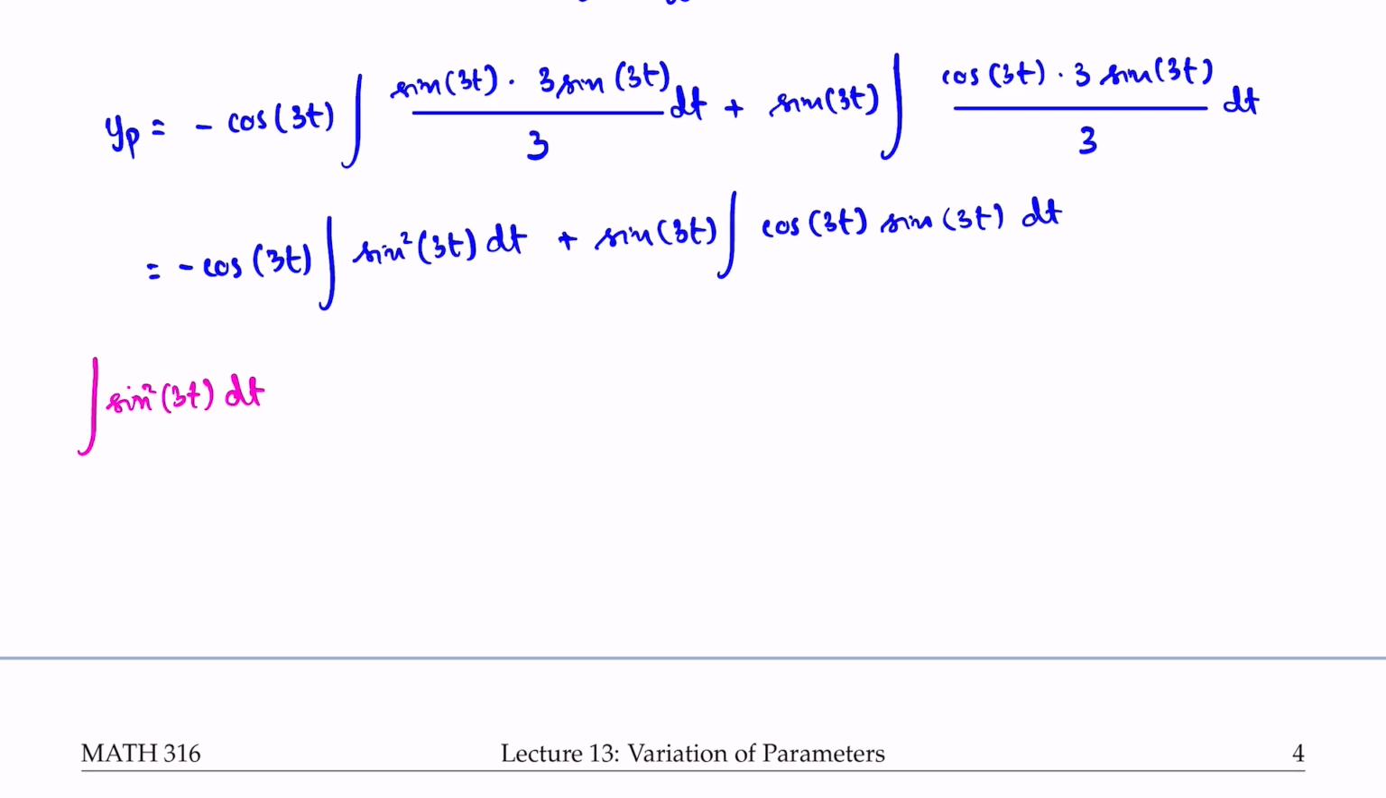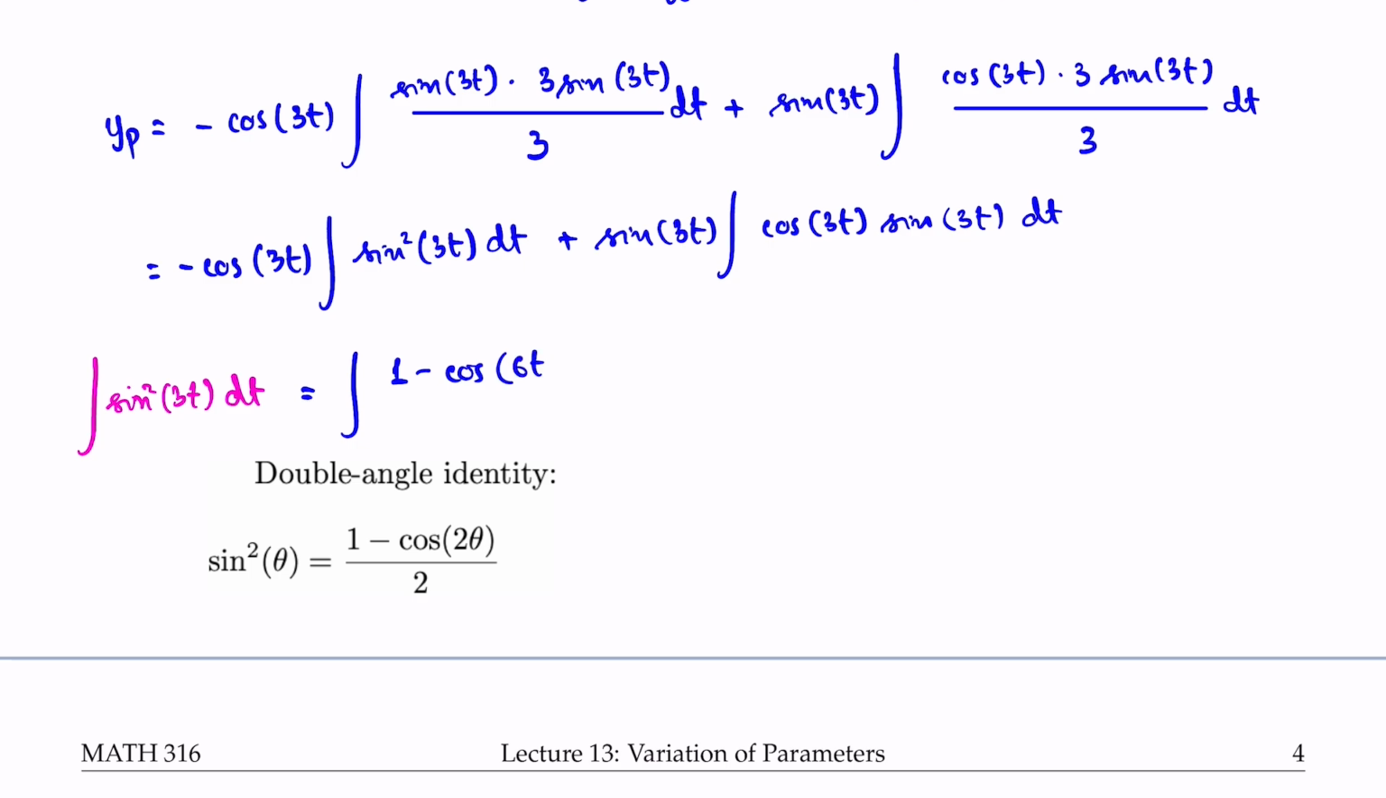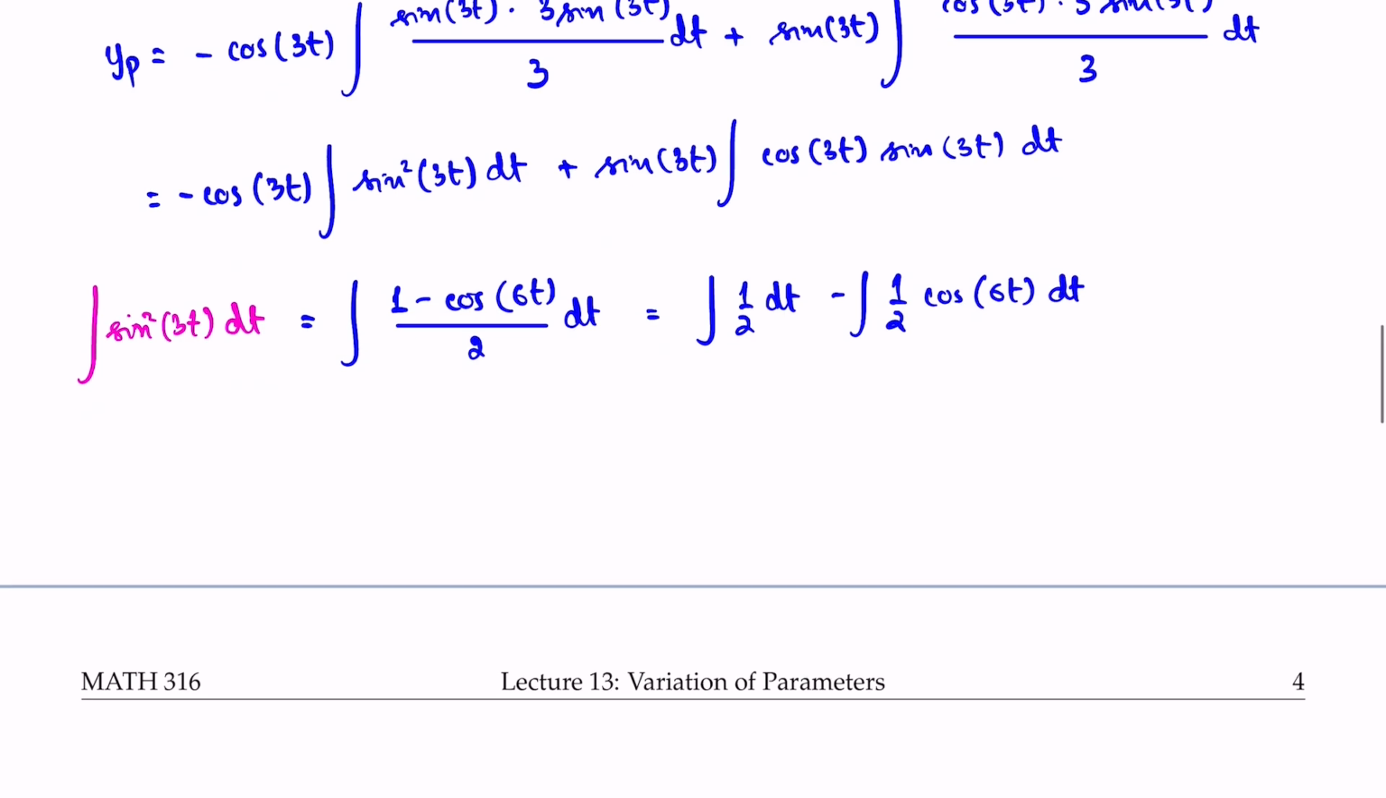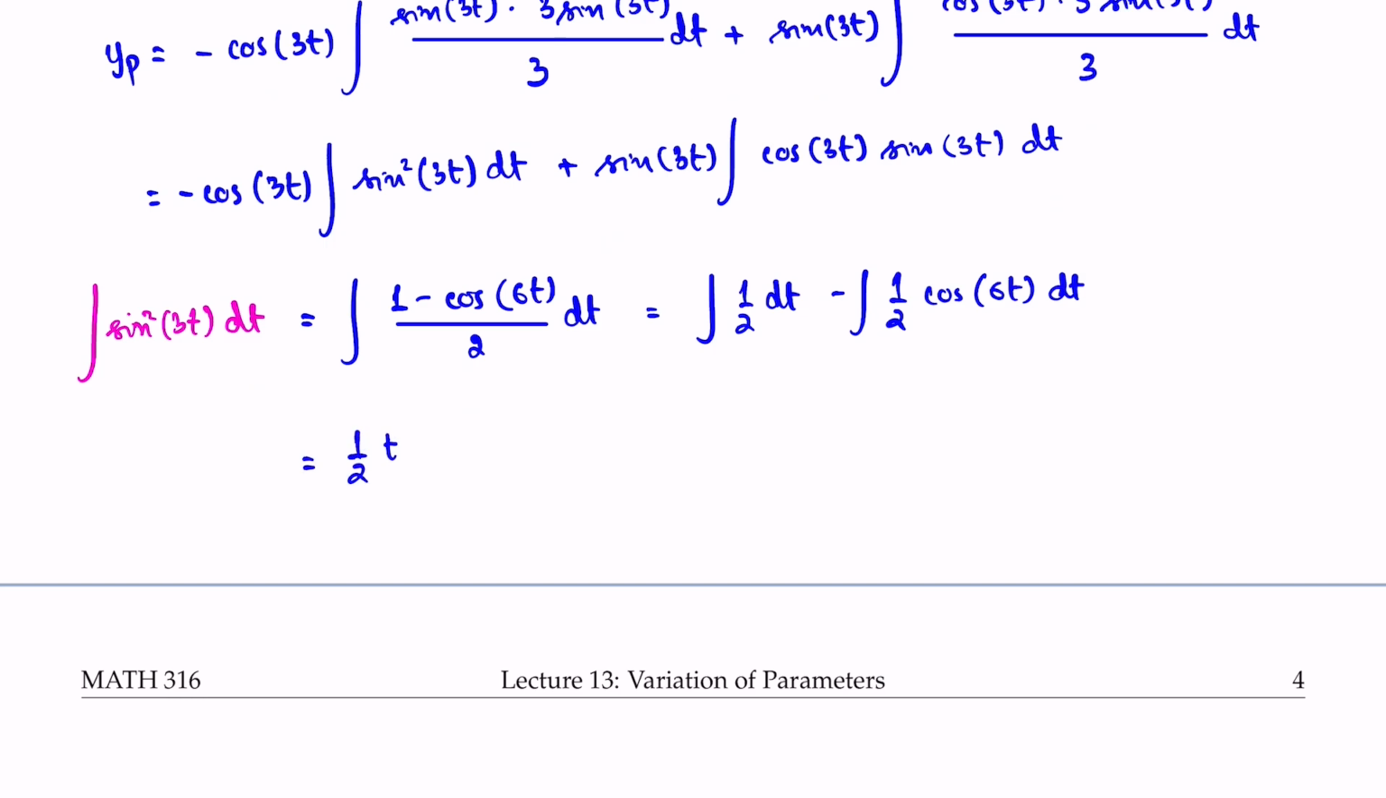What you need to do is turn this into something else. You're going to use the double angle identity to rewrite sine squared of 3t. So this integral becomes the integral of (1 minus cosine of 6t) divided by 2 dt. From here, you break it down into two integrals: the integral of 1/2 dt minus the integral of 1/2 times cosine of 6t dt. The integral of 1/2 is 1/2 t. For the second, you first pull out the 1/2, and then the antiderivative of cosine of 6t gives you 1/6 times sine of 6t.